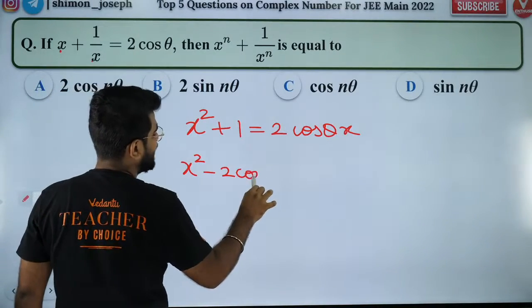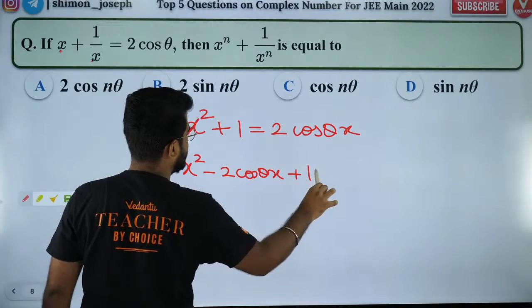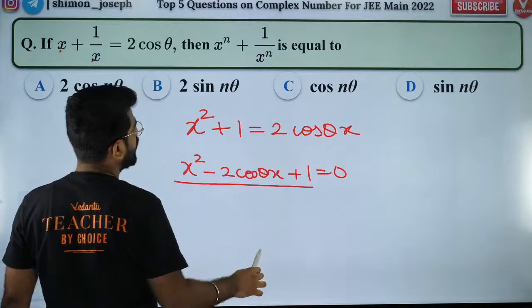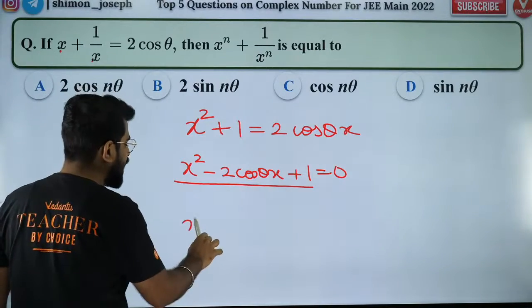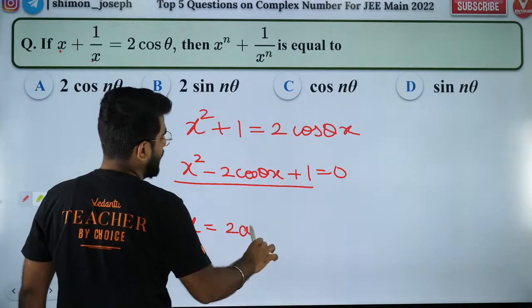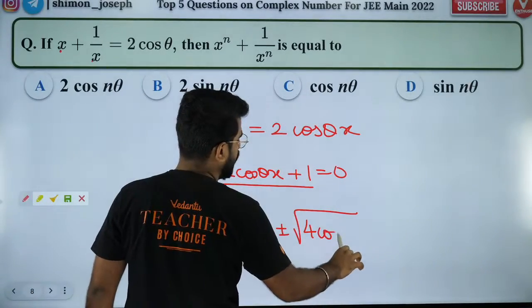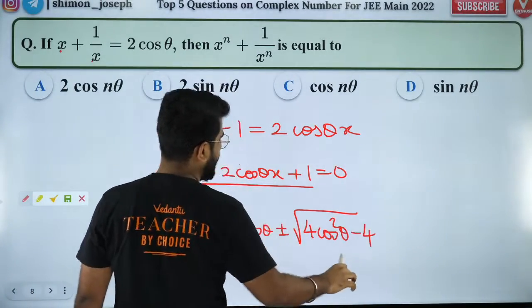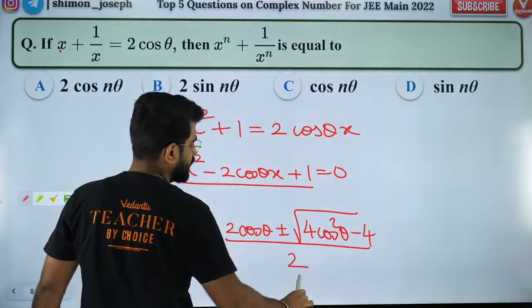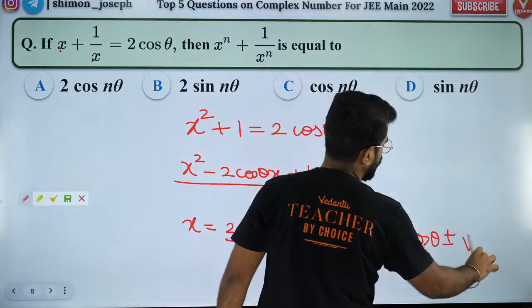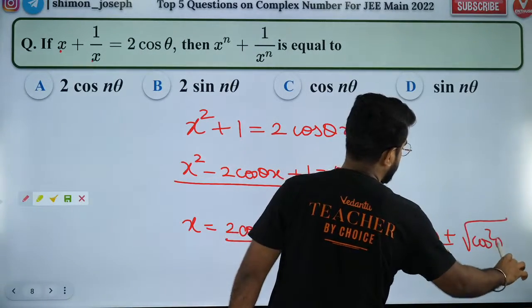I'll have 2 cos theta into x plus 1 is equal to 0. So I'll have this as a quadratic. If I want to find the roots, they are given as x is equal to minus b plus or minus root of b square minus 4ac, by 2a. So that will be equal to cos theta plus or minus root of cos square theta minus 1.